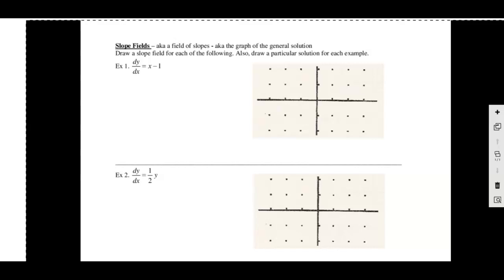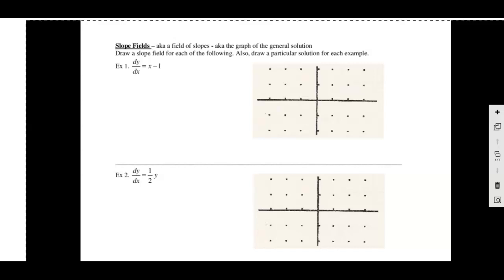Slope field, aka a field of slopes, aka the graph of the general solution. Whenever we have a differential equation, we can see what the derivative is. We could separate and integrate, and if we had a condition, we could use it to solve for C and get the particular solution. But what if we don't have that condition? What if all I can do is get the general solution? How could we visually represent that in graphical form? Well, that's what slope fields are going to do for us.